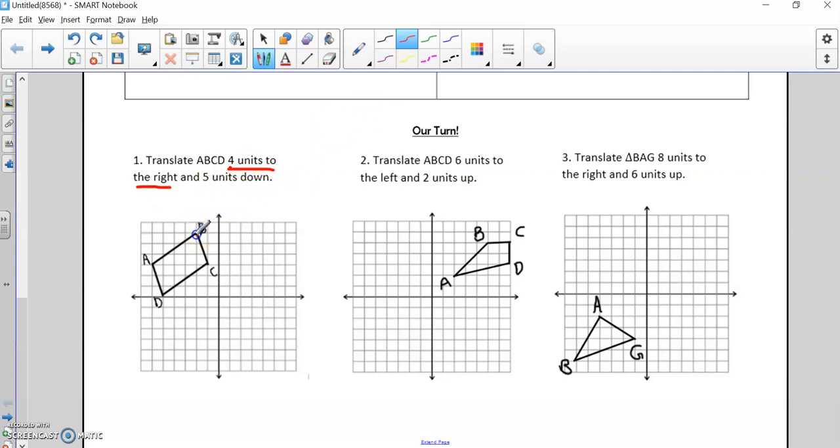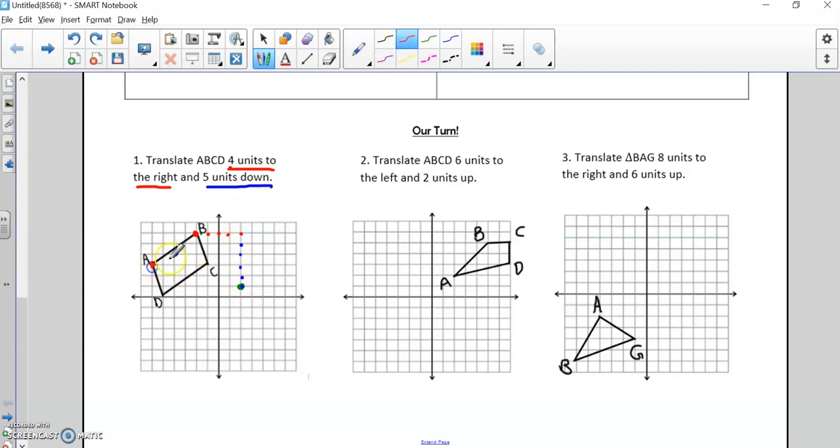So we can go and start with B, and we're going to move that point 1, 2, 3, 4 units to the right, and we're going to move it 5 units down. 1, 2, 3, 4, 5. And this tells us that our new point is going to be right here. Okay? So then we're going to go ahead and follow that process for all of the points.